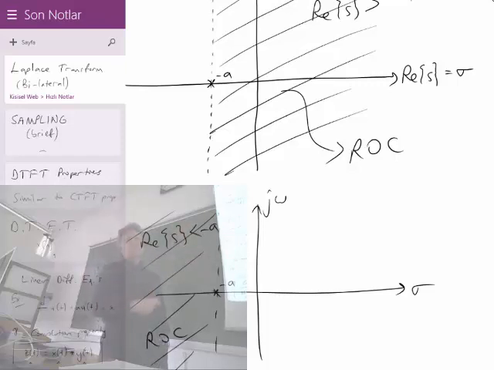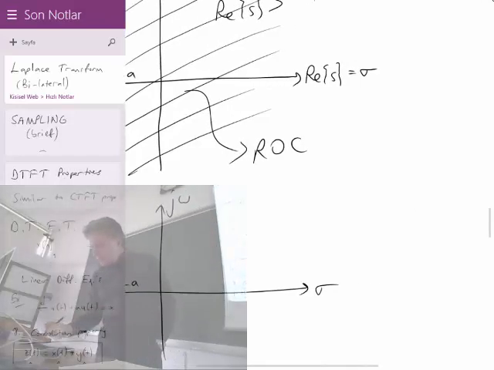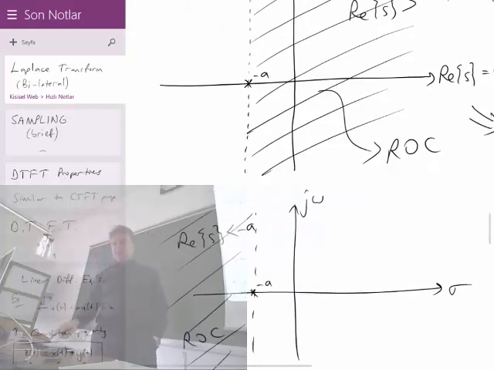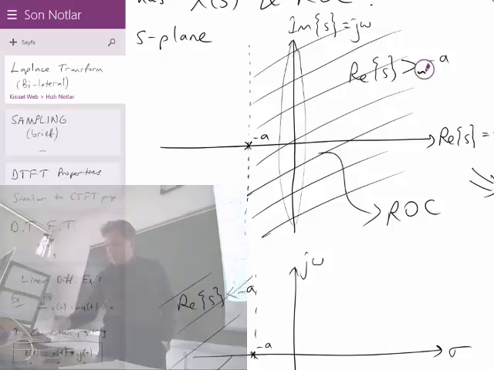So, which of them is that? The top one or the bottom one? It is the top one. For this one, e to the minus at u of t for a greater than 0, which means for minus a less than 0, the region of convergence is real part of s greater than minus a. So for this one, the Fourier transform exists. And there is an easy way to see why it exists in this shape, because the region of convergence includes the j omega axis.